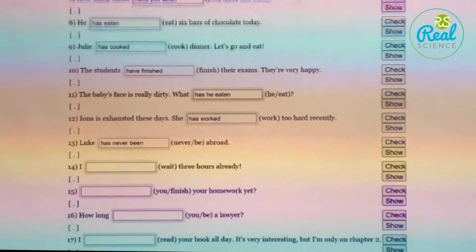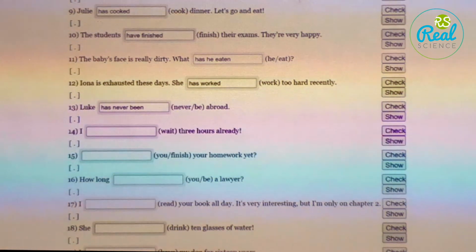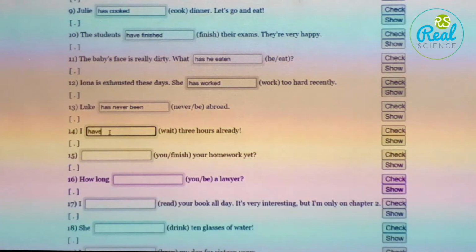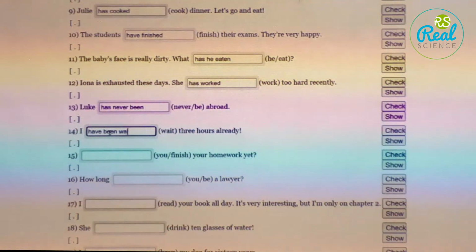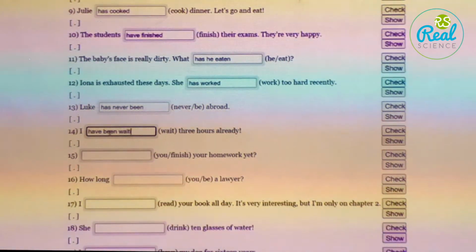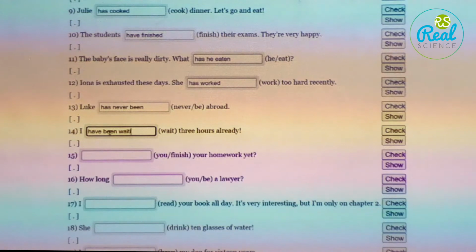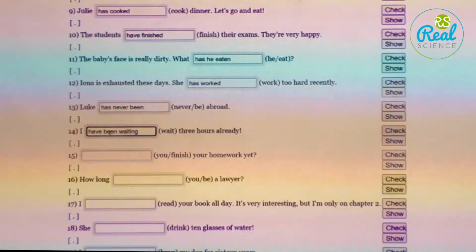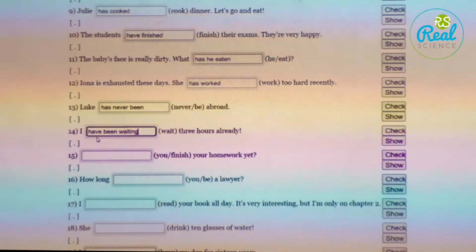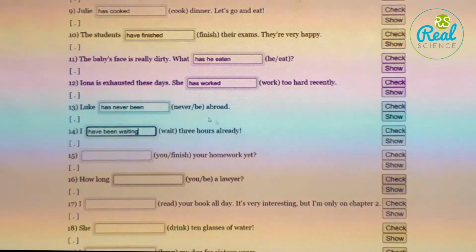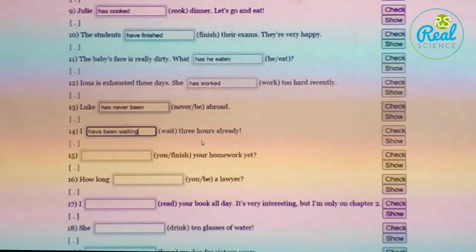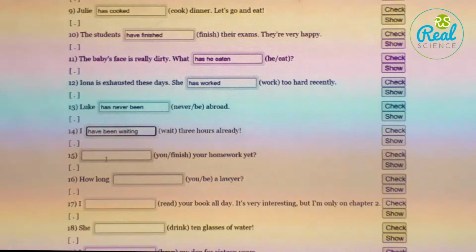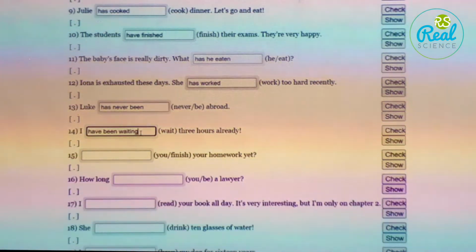What about 14? I have been waiting, or I have waited. Okay, let's do have been waiting for now, because here, guys, we have the continuation of time, for three hours. But here we have already, of course. We will see. So, have waited. Okay, we will see.